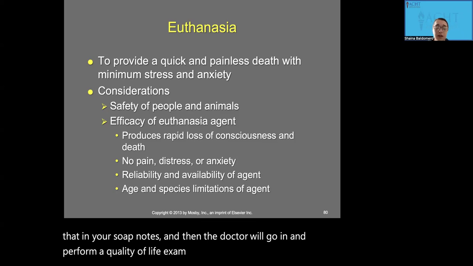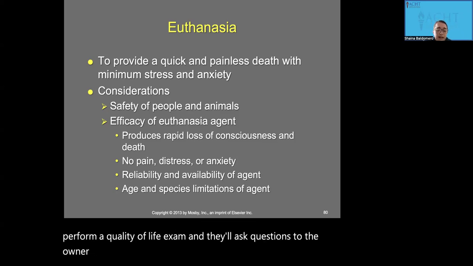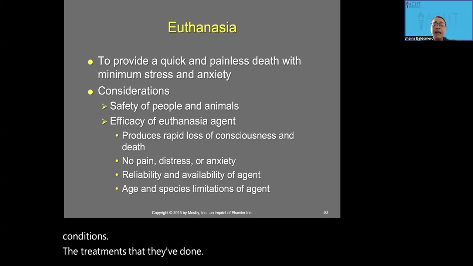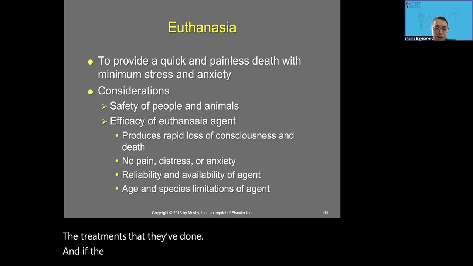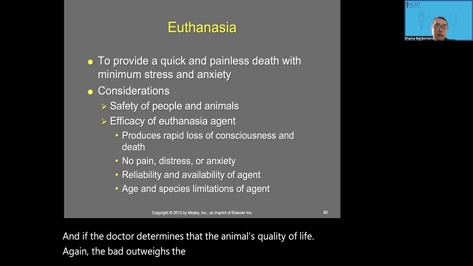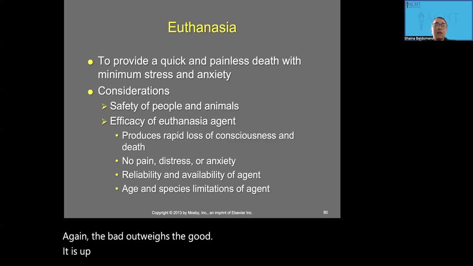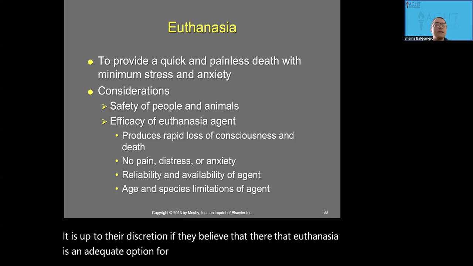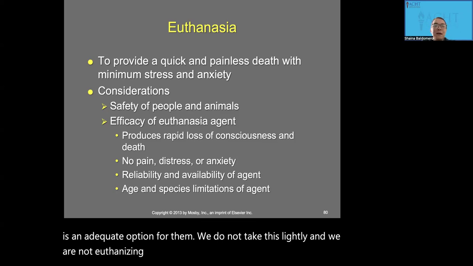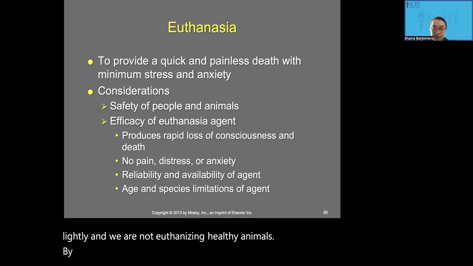And they'll ask questions to the owner to see what's going on with the pet, their medical conditions, the treatments that they've done. And if the doctor determines that the animal's quality of life, again, the bad outweighs the good, it is up to their discretion if they believe that euthanasia is an adequate option for them. We do not take this lightly, and we are not euthanizing healthy animals by any means, especially in a private practice type setting.